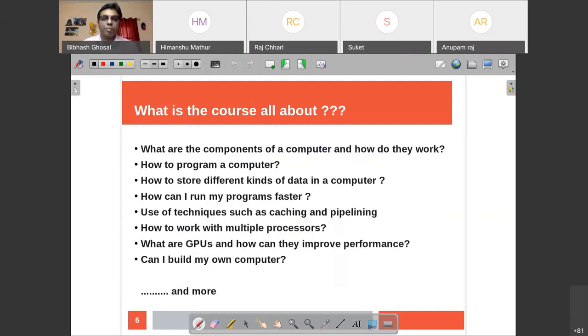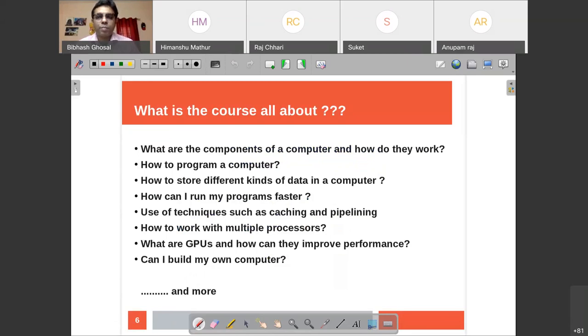Okay. Right. So what is this course all about? The course is all about what are the components of a computer and how do they work? Because we are planning to build our own computer. So to build that, we should know what is inside a computer and how do these components work.